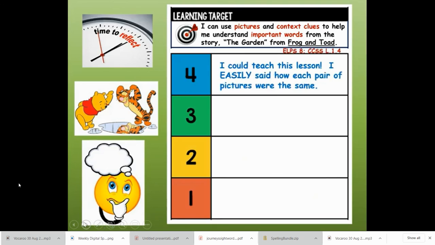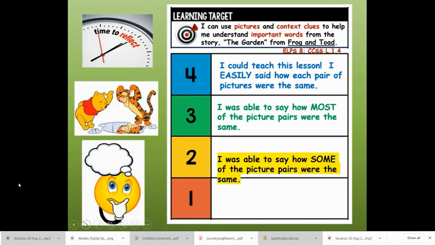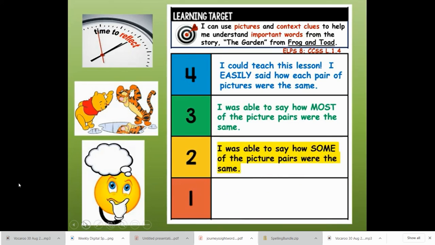So if you would rate it a 4, you would say, yes, absolutely, I could teach this lesson. I easily said how each pair of pictures were the same. Or if you would rate it a 3, you would say, I was able to say how most of the pictures were the same. Or 2, I was able to say how some of the picture pairs were the same. Or if you give it a 1, you would say, I was not able to say how any of the picture pairs were the same. How would you rate it? 4, 3, 2, or would you say 1? I hope everybody would rate it a 4.